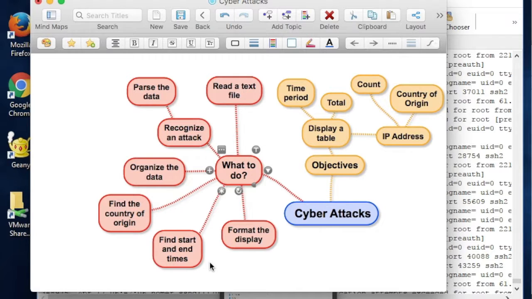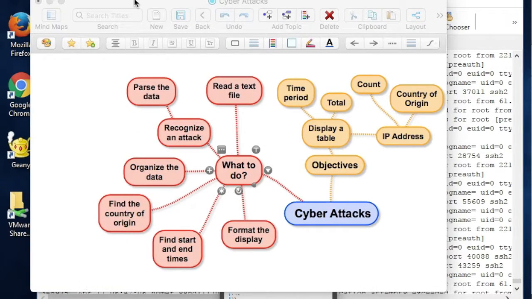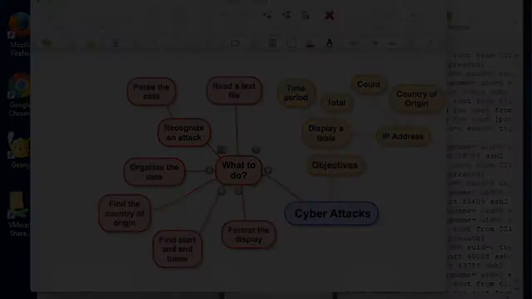So I want to find the scope, and then I want to display it in a visual way that clearly communicates the information. All right, so this is what we're looking to do. In part 3, we'll start actually writing our code. Maybe we'll start by reading the text file and recognizing an attack and pulling the information out. That's what we'll look to do in part 3.